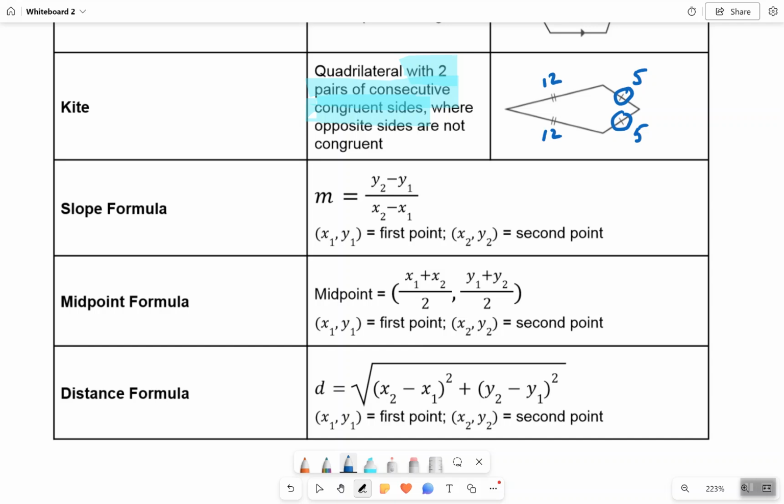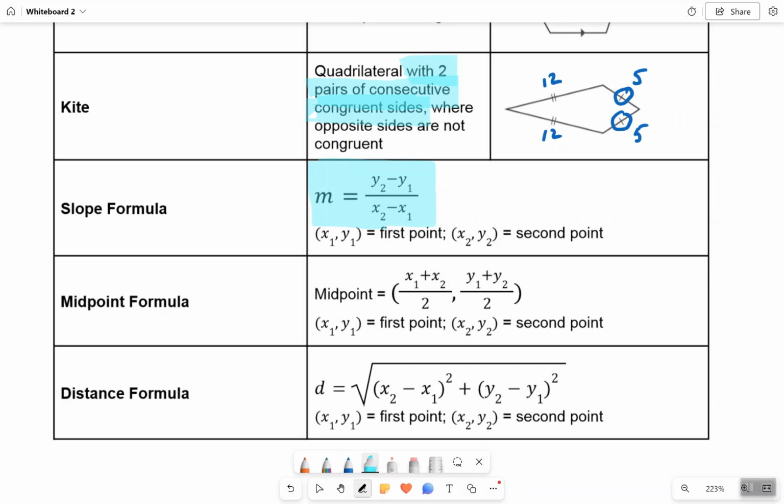Kids, we need to recall some formulas. One formula is called the slope formula. This is what you need to know. M is your slope. It's equal to y2 minus y1 over x2 minus x1. You guys probably know slope by definition a lot. Rise over what? Run.